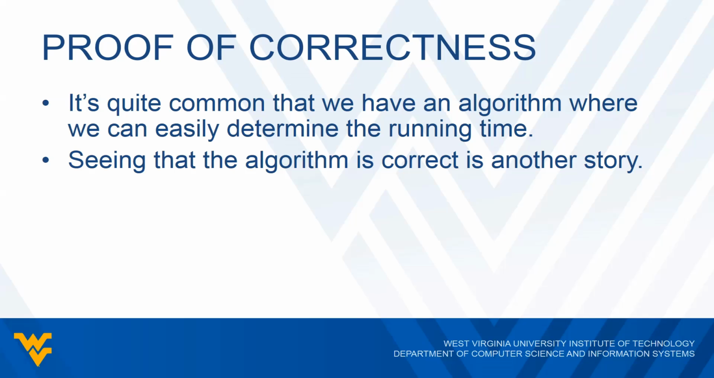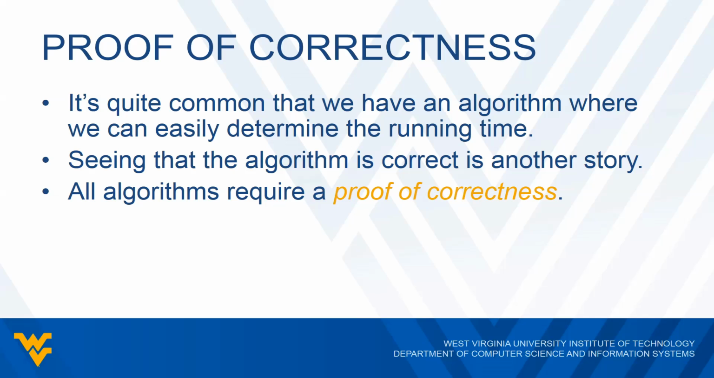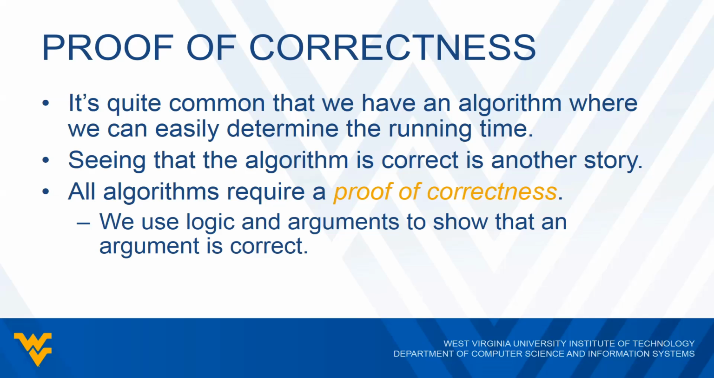In fact, all algorithms require what we call a proof of correctness. Here we use logic and arguments to show that an algorithm is correct. There are several different proof techniques that can be used to show that an algorithm is correct. There are direct proofs, contradiction proofs, contrapositive proofs, proofs by induction, and so forth.